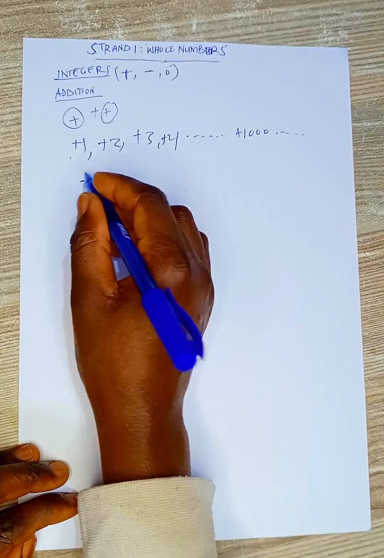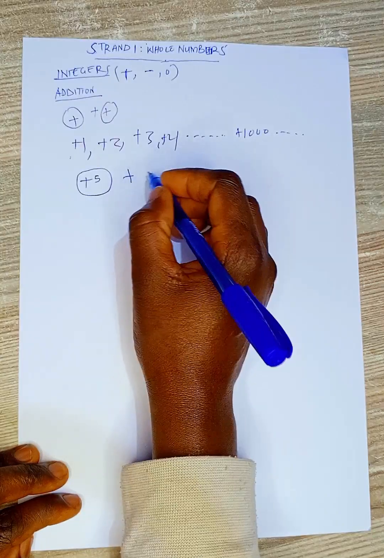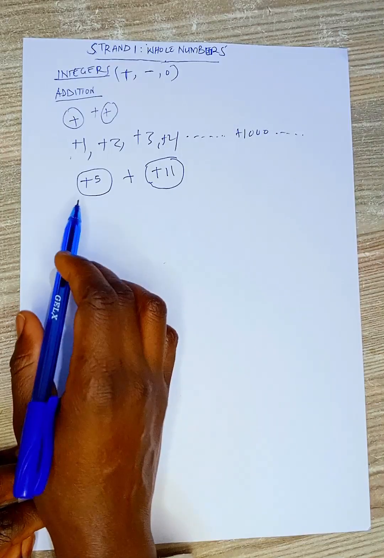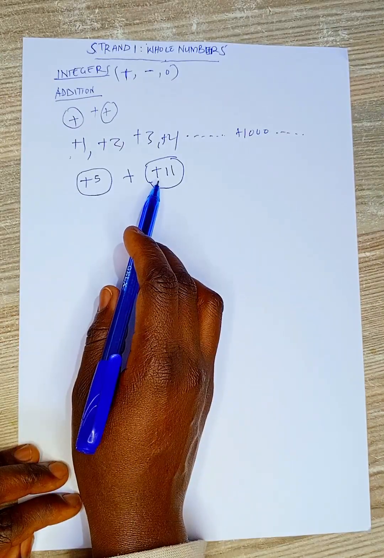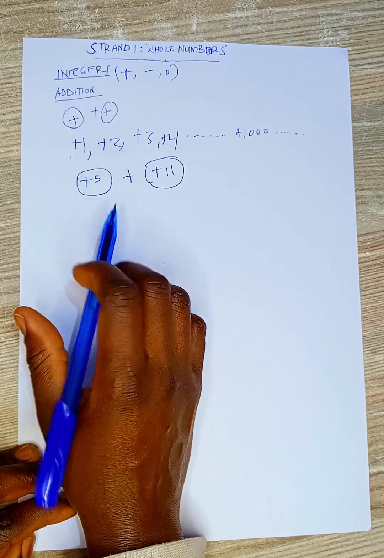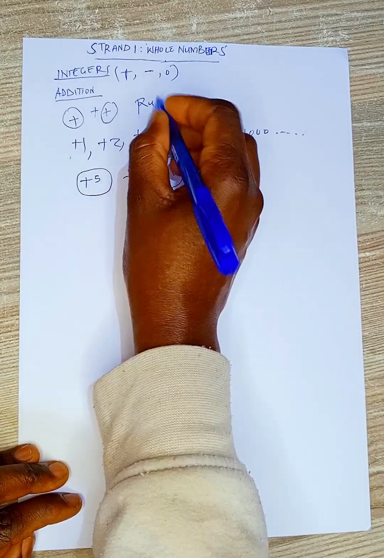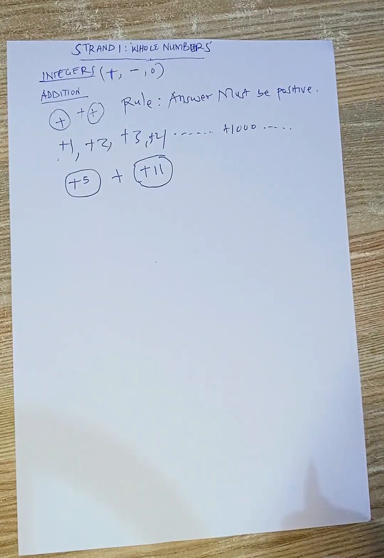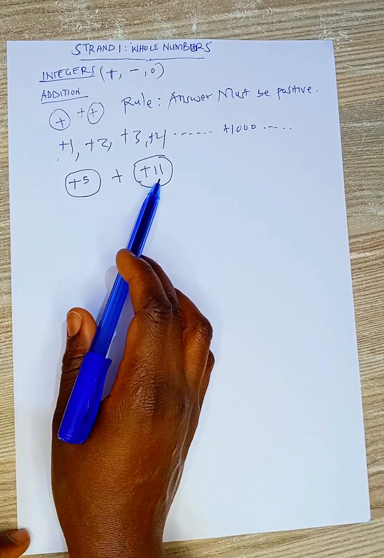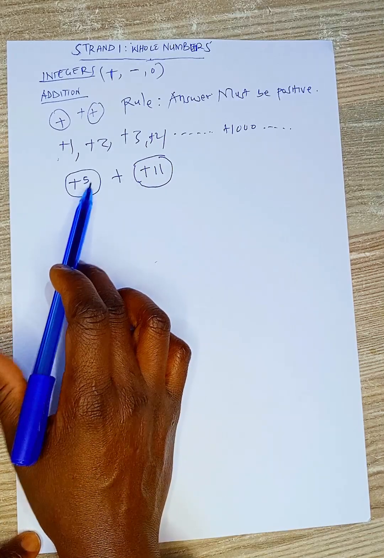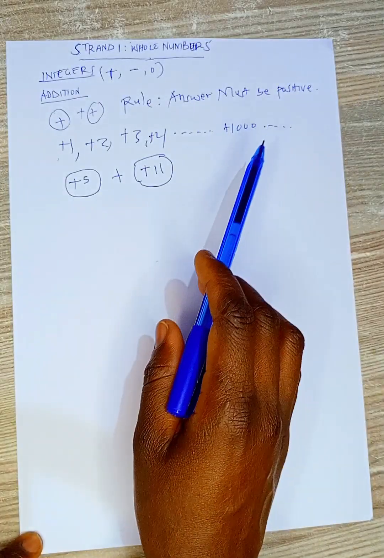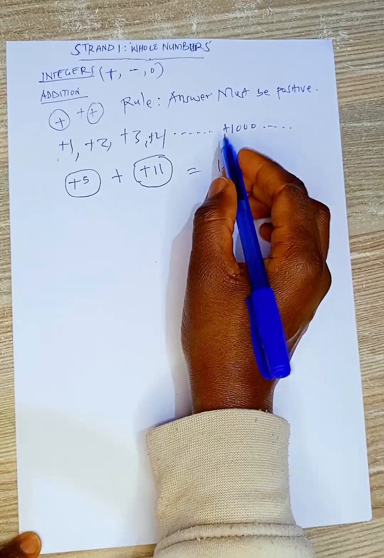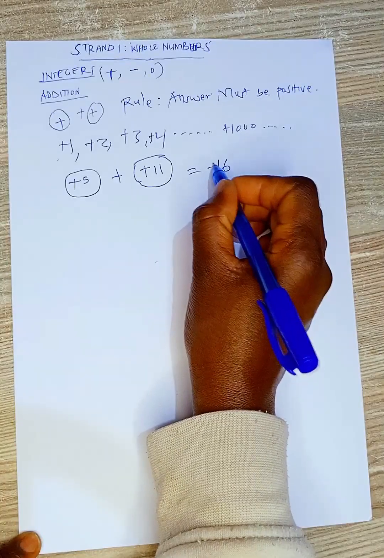Positive 5, I am adding this to another positive, let's say 11. Okay, so this is a positive integer adding to a positive integer. So the number one rule you should always know is that the answer must be positive, always. Okay, so if I'm adding my positive 11 plus positive 5, I already know that my answer must be positive. So I just take 11 plus 5, which equals 16, and then because the answer is positive, I just write positive there.